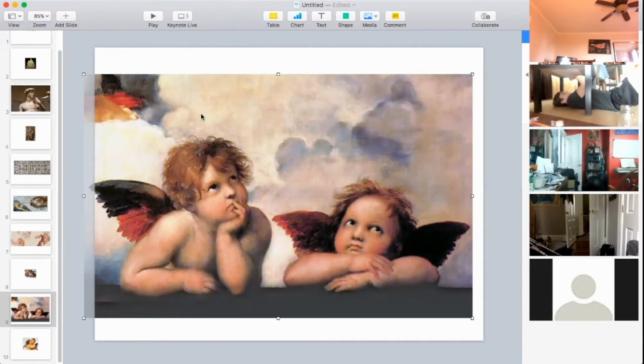What color are their wings? How big are their wings? Are they in the clouds? Are they in the hills? Where are they?